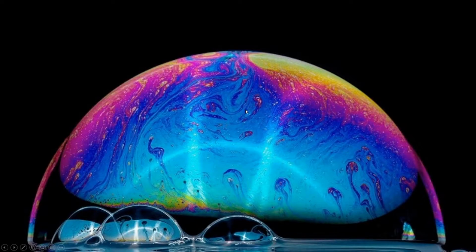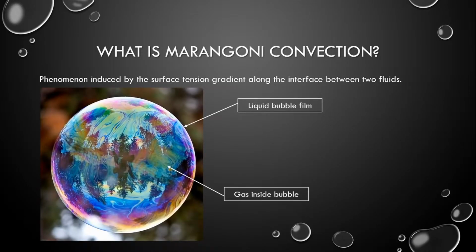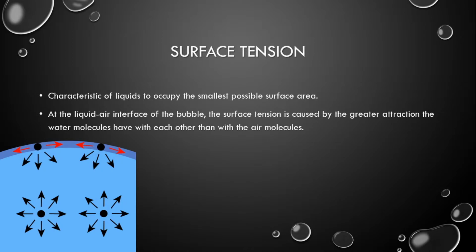When I was doing my research, what I came to understand is that this is formed by a phenomenon called the Marangoni convection. And this phenomenon is induced by the surface tension gradient along the interface between two fluids. So in the case of a soap bubble, these two fluids are the liquid bubble film and the gas inside the bubble.